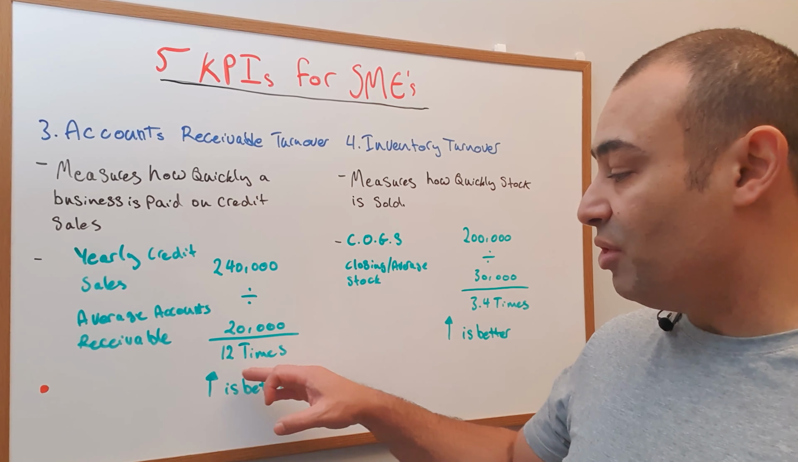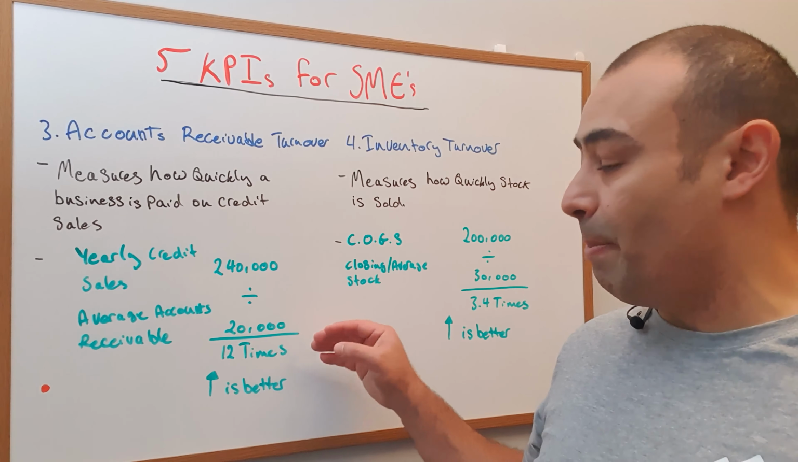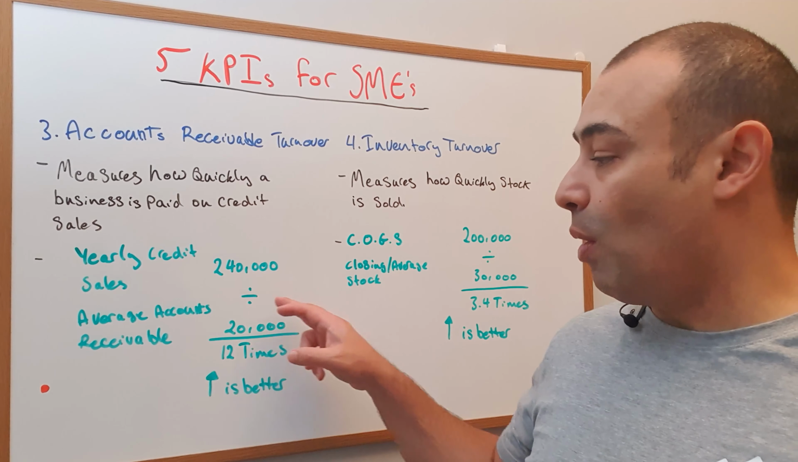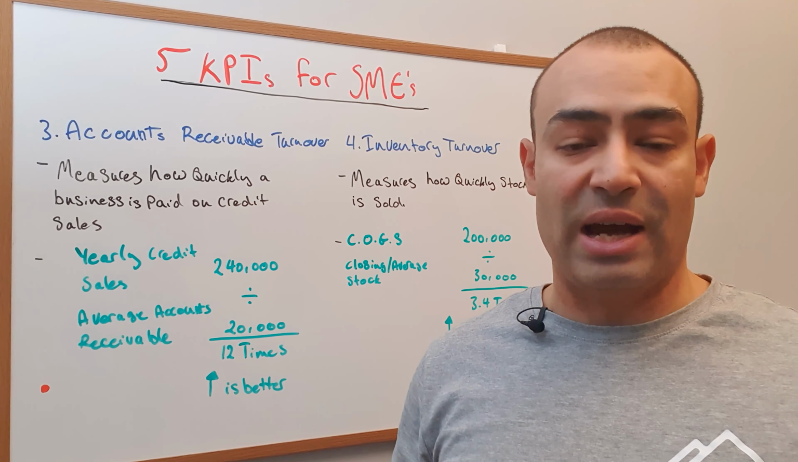The higher this number, the better. And to get this number to be higher, we either increase our sales or decrease our accounts receivable balance that's owed to us at any given period.